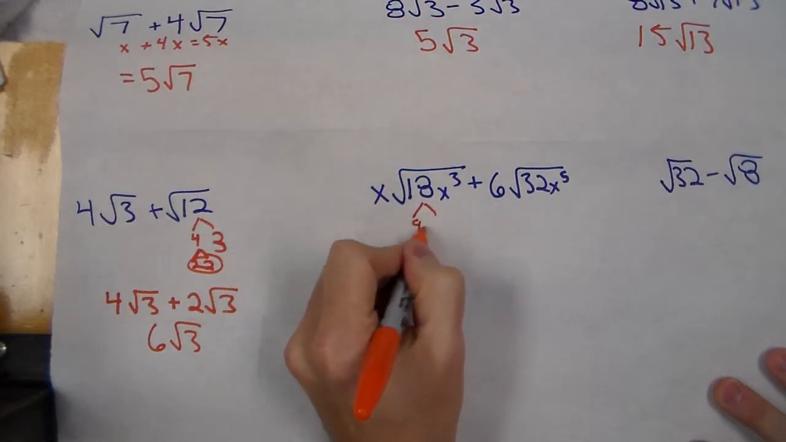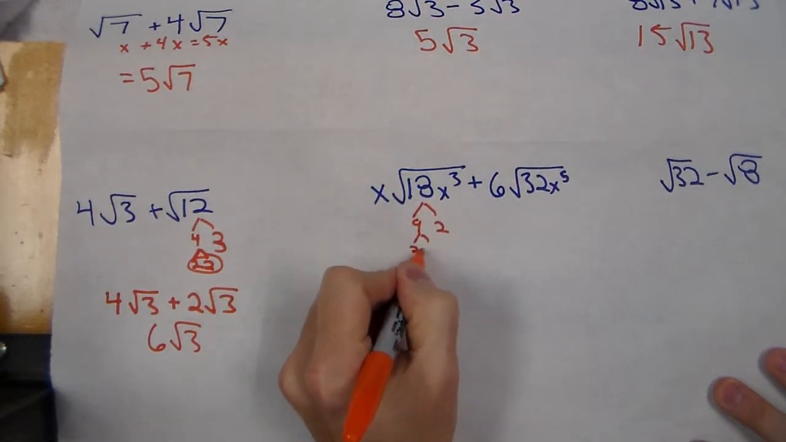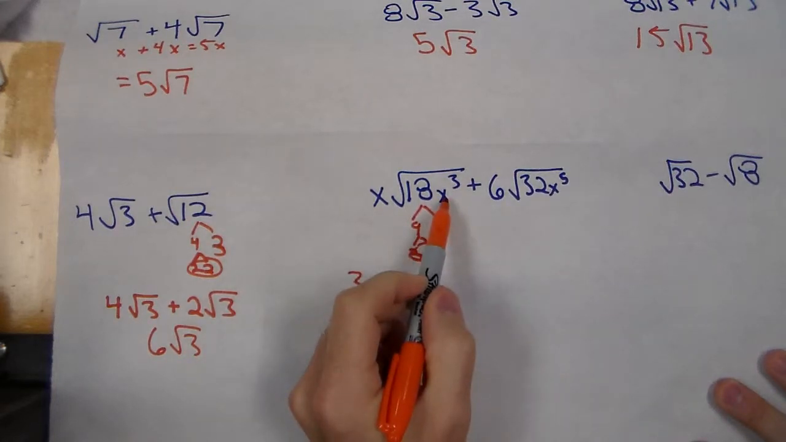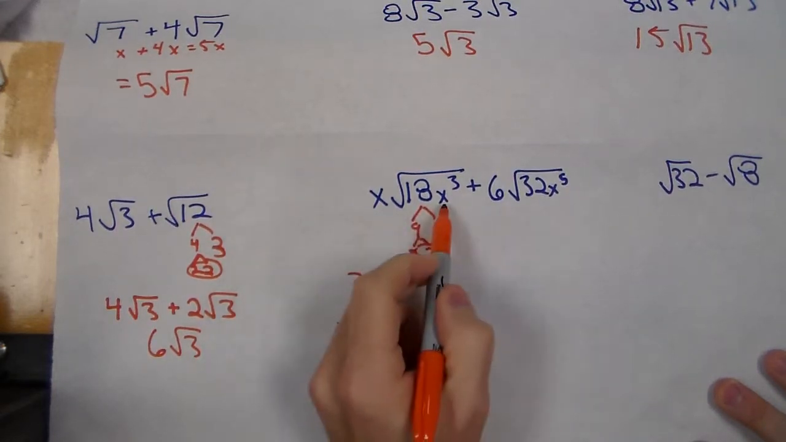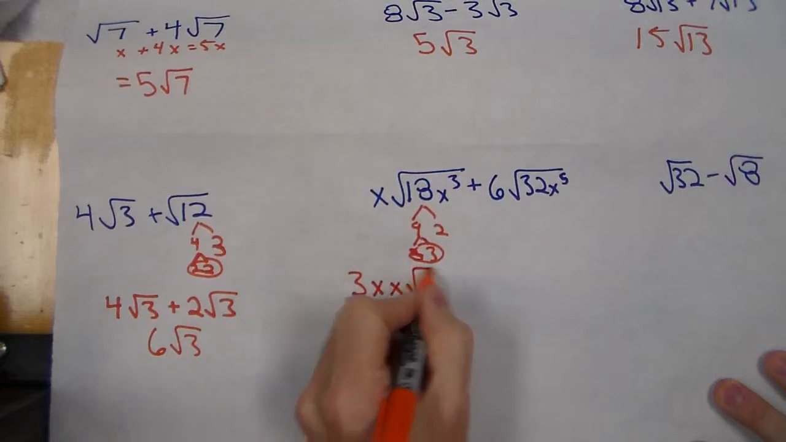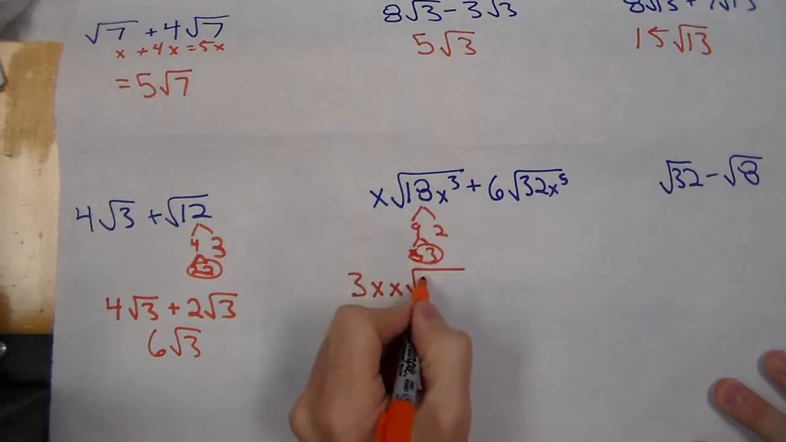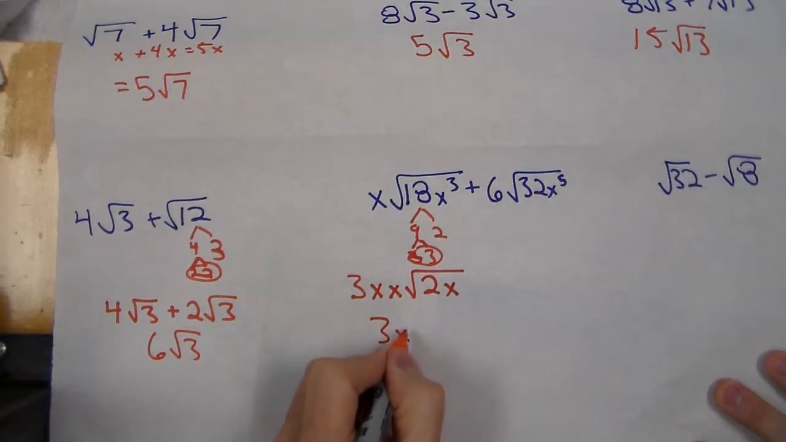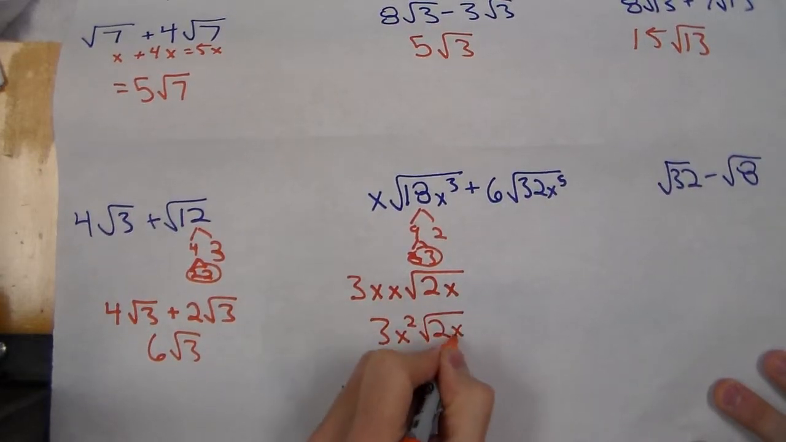Well, 18 is 9 and 2, which gives me 2 3's. So that's going to come out. I have an x already. X to the third is going to give me another 1. What's left behind is the 2 and the odd x. So this becomes 3x squared square root of 2x.